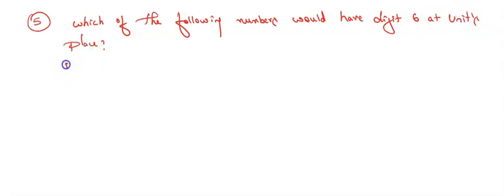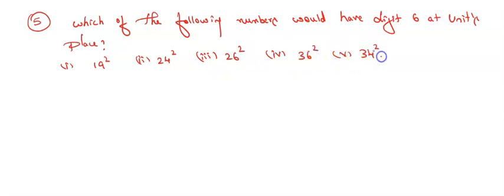The options are 19 square, 24 square, option 3 26 square, option 4 36 square, option 5 34 square. Yes, can you tell me the answer for this? Which of the following numbers would have digit 6 at its units place? It means the last digit ends with 6 is being asked. In the previous problem we solved for 1. In this problem we want 6 as the last digit, or unit digit.